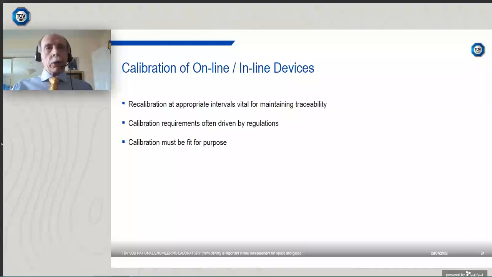I mentioned there the issue of calibration of devices, in particular the online or inline devices. For anything, recalibration at appropriate intervals is vital for maintaining traceability. In many sectors, particularly in the oil and gas sector, but in others too, calibration requirements are often driven by regulations, either implicitly in terms of the required uncertainty of a complete process for which density forms a part, or sometimes explicitly in terms of definitions for the uncertainty in density directly. And the key thing for calibration, and this is true for any calibration, is that it must be fit for purpose.